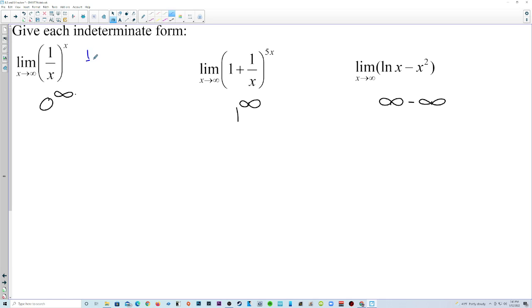Give each indeterminate form. This one is 1 over infinity to infinity, but 1 over infinity is 0. So this is 0 to infinity. This one, if you plug infinity into this piece right here, this becomes 0, and we have 1 raised to the infinity. It doesn't really matter that it's 5 times infinity. That's just infinity. Natural log of x goes to infinity, x squared goes to infinity, infinity minus infinity.